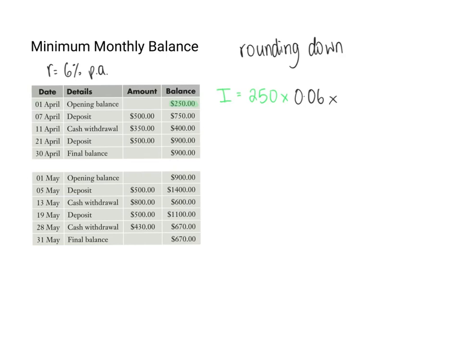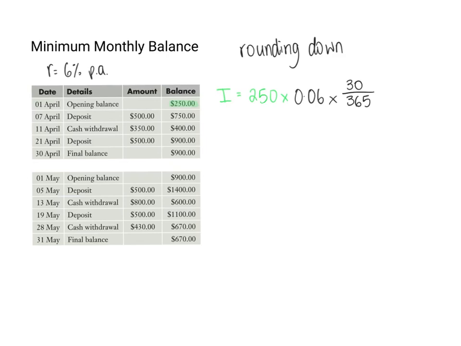So we know that there is 30 days in the month of April, and we're going to divide that by the whole year's days, which is 365. Remembering that in maths, we generally work in normal years. If a question was really mean, they could throw in the fact that it's a leap year, but it's very, very rare. I don't think I've seen that on an exam question yet. So we've got the minimum monthly balance multiplied by the rate times the proportion of the year that we're actually looking at. So in this case, we're looking at April.